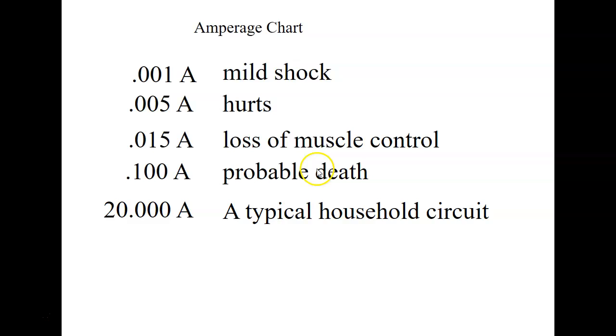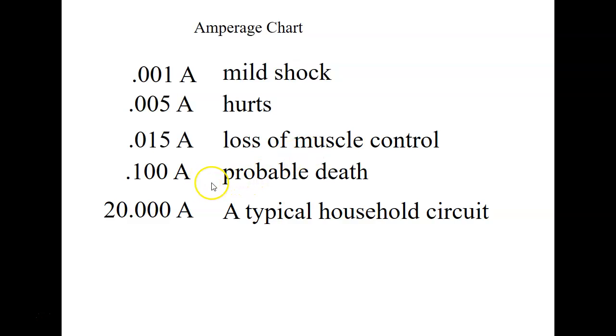Okay. So some ideas of some amperage. Again, current is measured in amps. So 0.001 amps, or 1 milliamp, is a little bit of a shock. 5 milliamps starts to hurt. At 15 milliamps, 0.015 amps, that can override your brain's control of your muscles and start forcing your muscles to contract.